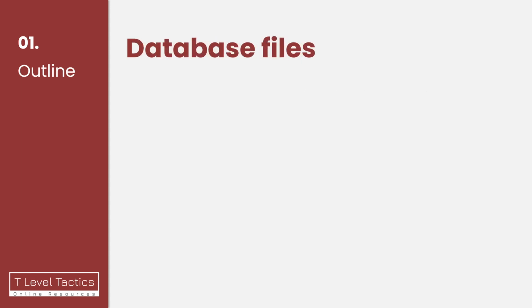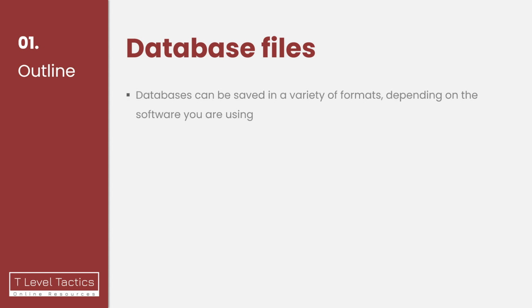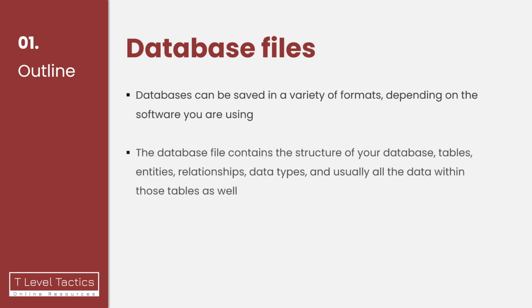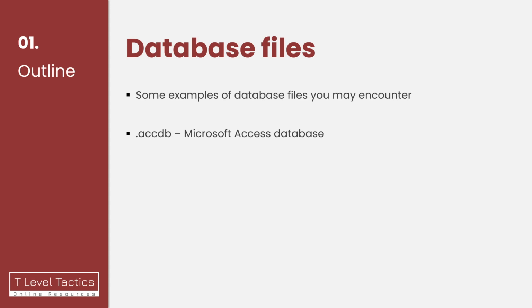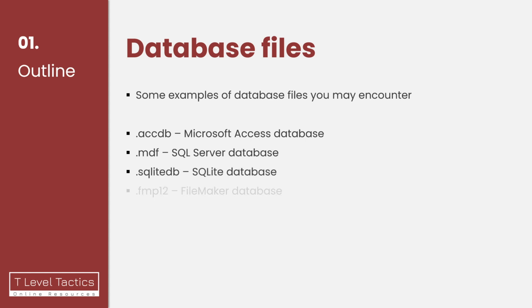Now, databases can be saved in a variety of formats depending on the software you're using. The database file contains the structure of your database, tables, entities, relationships, data types, and usually all the data within those tables as well. Some examples of database files you might encounter include Microsoft Access databases, SQL Server databases stored in the MDF format, SQLite databases, FileMaker databases, and OpenOffice databases.